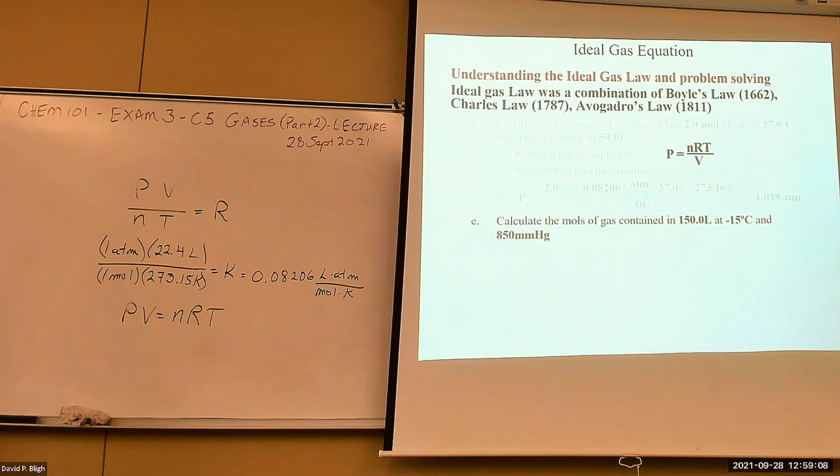How about we want to calculate the moles of gas contained by 150 liters at minus 15 C and 850 millimeters of mercury. We know the pressure, we know the volume, only the pressure is in the wrong units. Got to convert that to atmospheres, right? Divide by 760. Then we add 273 to this one. There's a negative number. If you stick that in the equation, what are you going to get? You're going to get a negative value. So there's an example of negative numbers bad.